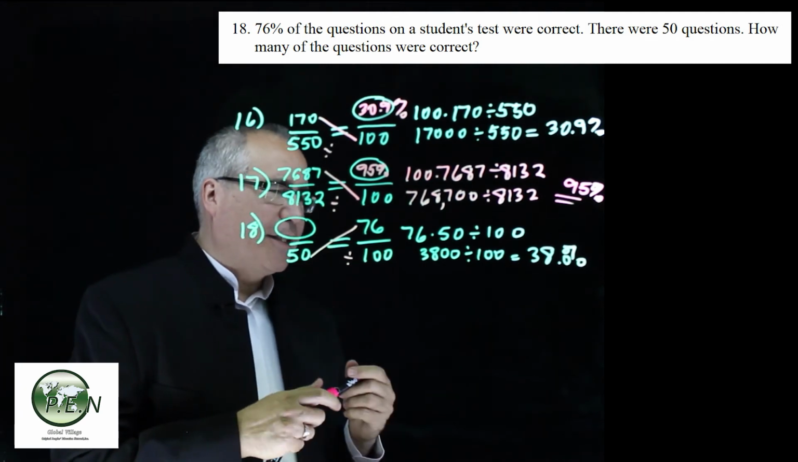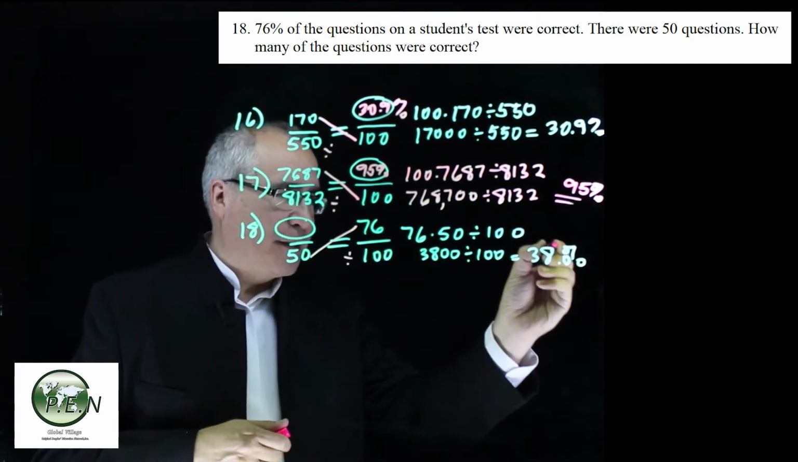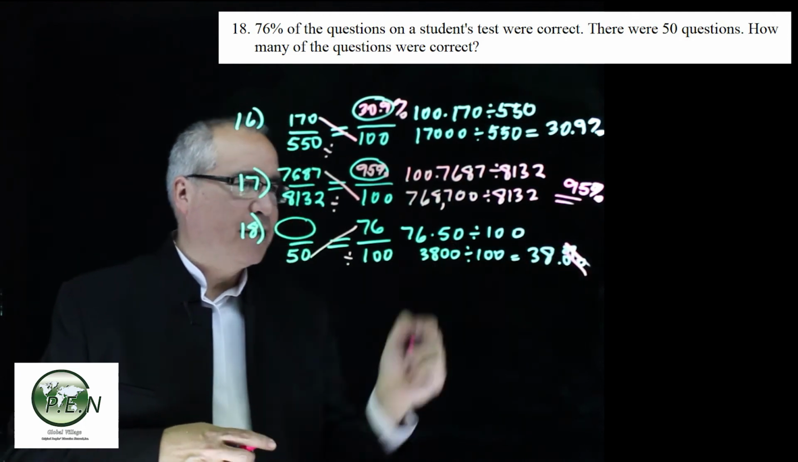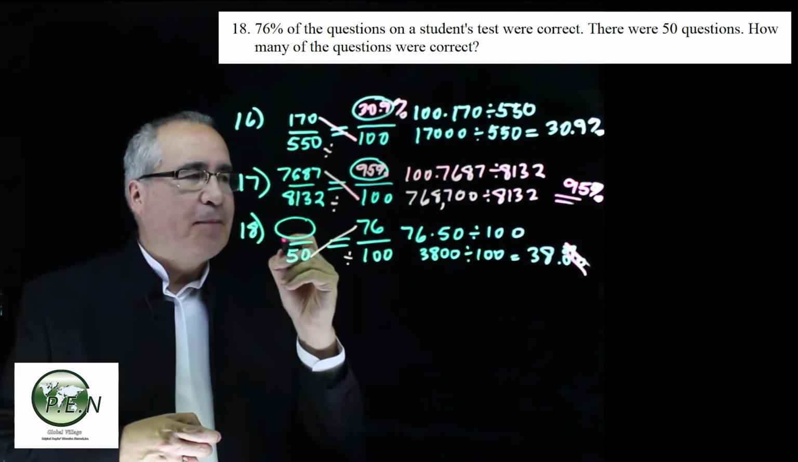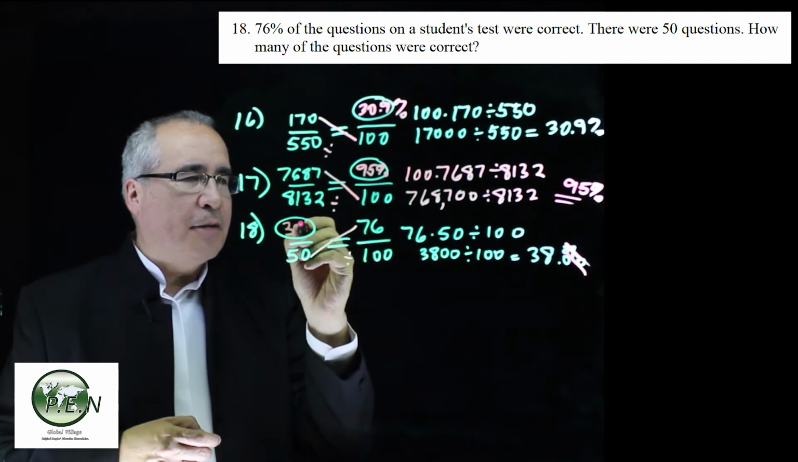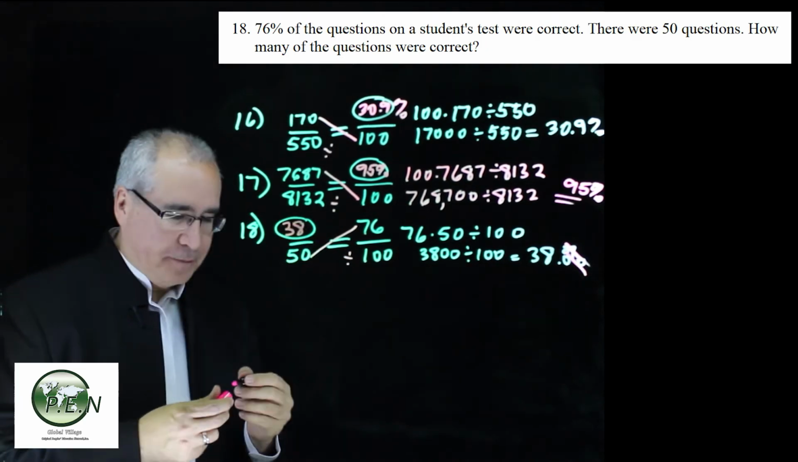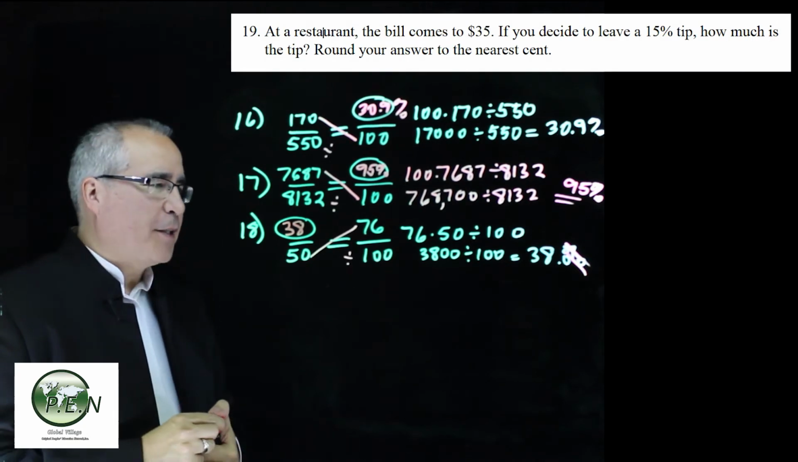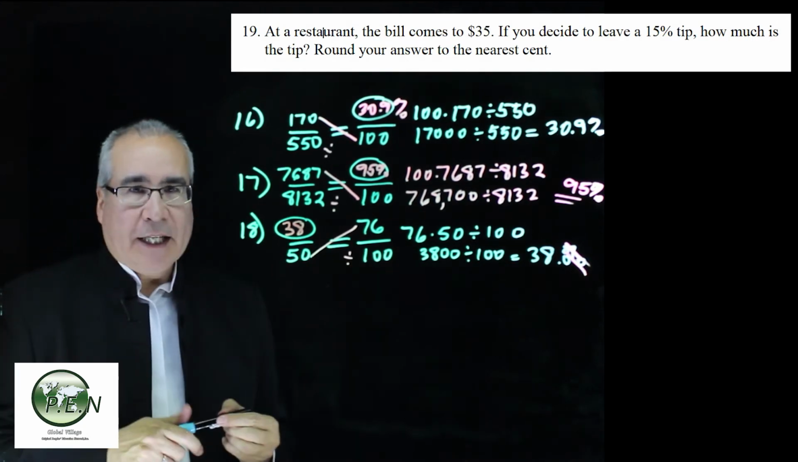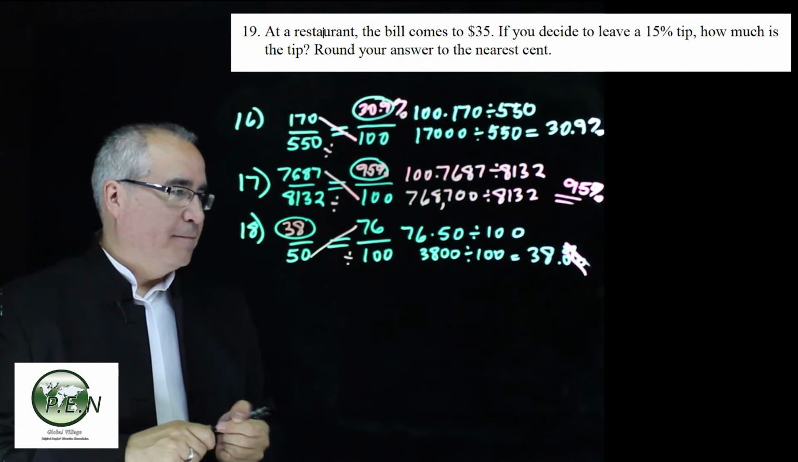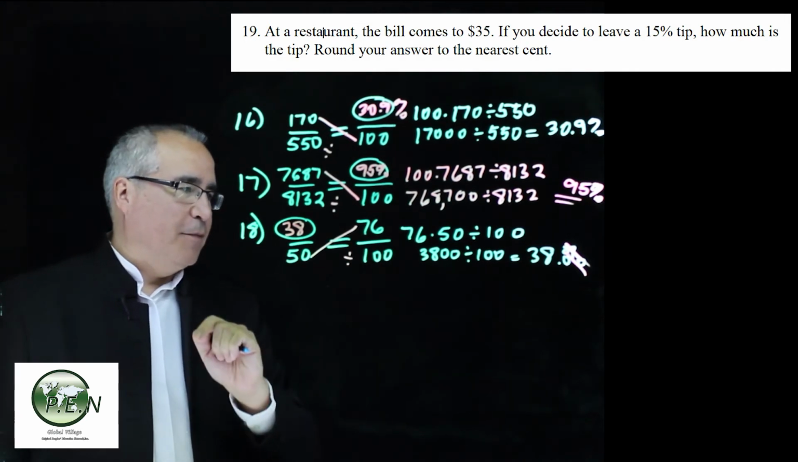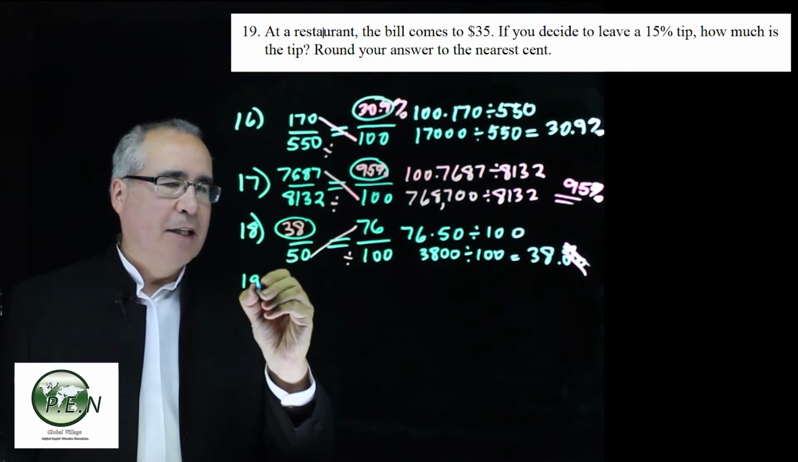Not percent. I mixed it up. That's 38 questions. Sorry. We already know the percent, 76. So slow down. 38 questions are right out of 50. Sometimes it helps to read the question, but we like to get through quickly. But you've got to read the question. So 19. Let's take a look.